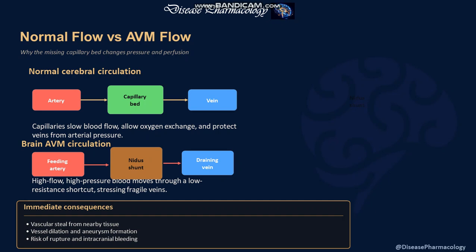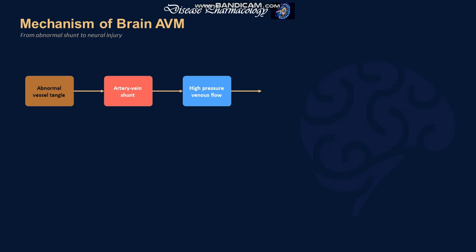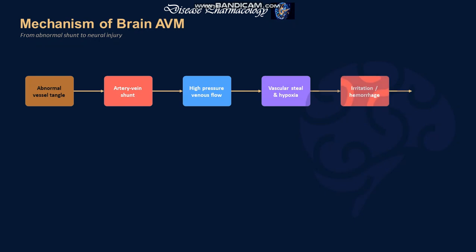These are the immediate consequences: vascular steal from nearby tissue, vessel dilation, and aneurysm, with risk of rupture. Mechanism: abnormal vessel tangle leads to artery vein shunt, high pressure venous flow, vascular steal and hypoxia, irritation or hemorrhage, neuronal deficit.